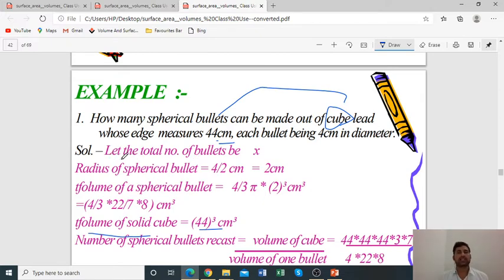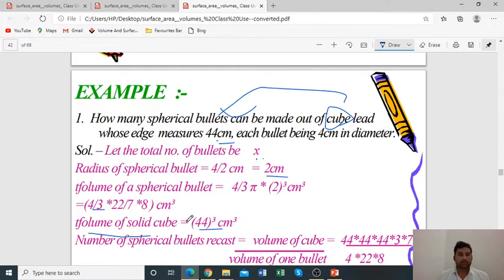So first let the total number of bullets be x. The radius of spherical bullets is 4 upon 2, equal to 2 centimeters. So first we find the volume of spherical bullets. So the volume of a spherical bullet is 4/3 multiplied by 22 upon 7 multiplied by 2 cube.